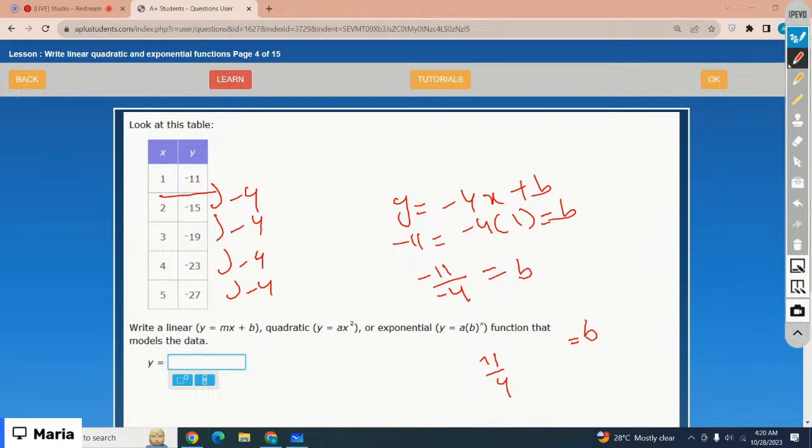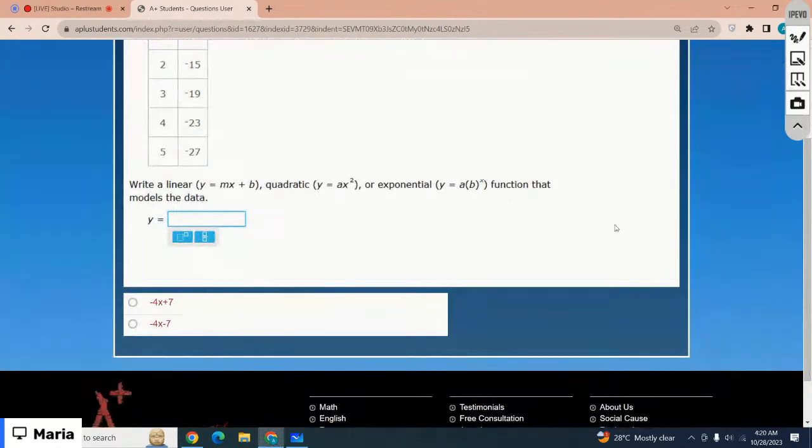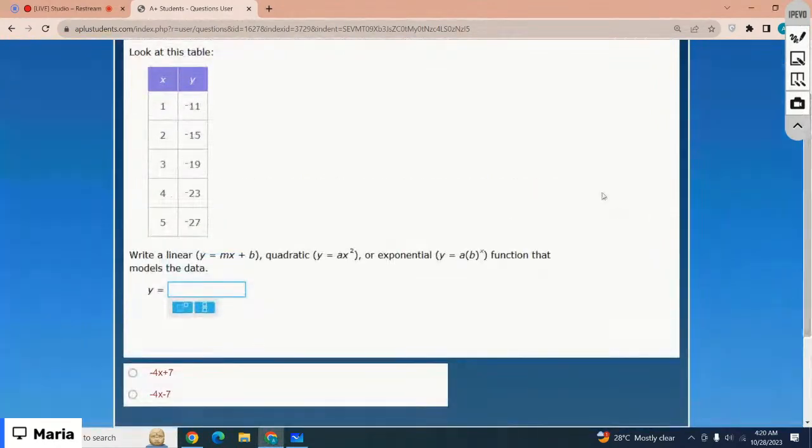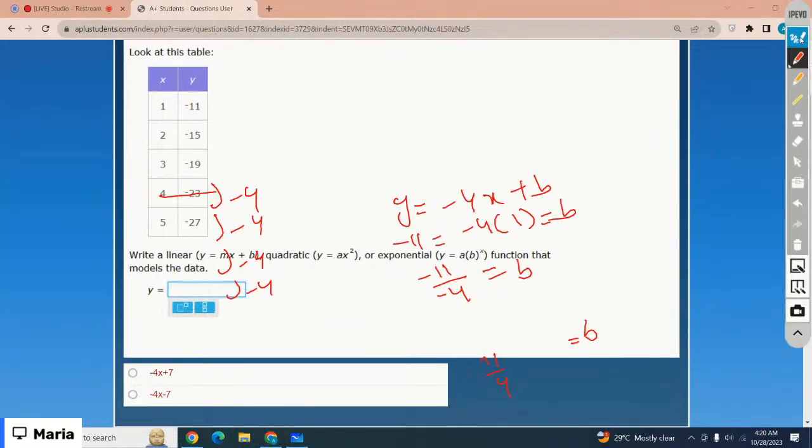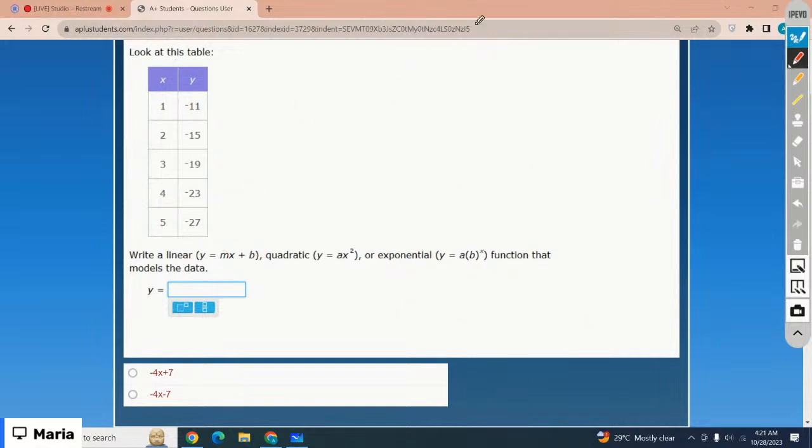So the equation would be y equals negative 4x plus 7. Hold on. Okay, let's just do it again. Negative 11 plus 4. That would be negative 7. So the equation is y equals negative 4x minus 7. That is equation number 2, the correct option, right?